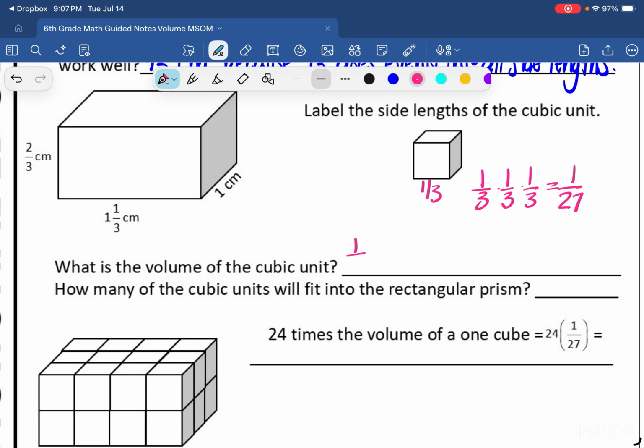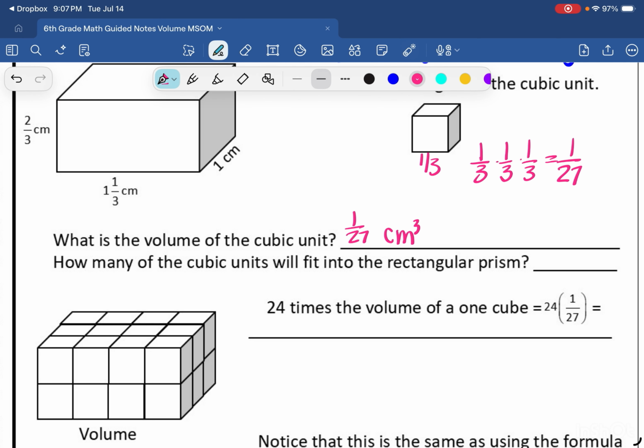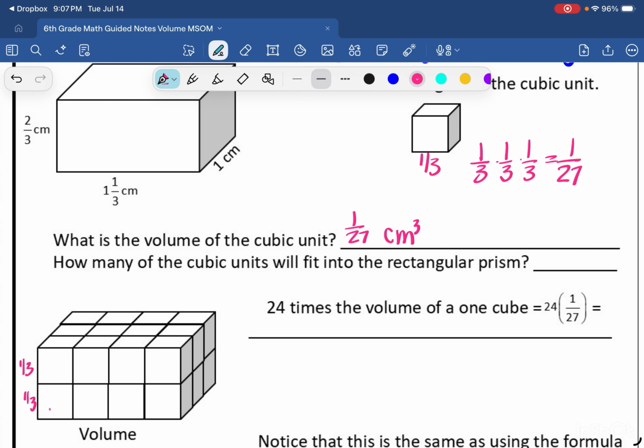So the volume of that cubic unit is 1/27 centimeters cubed. How many of the cubic units will fit into this rectangular prism? The side right here is 2/3 centimeters. So if each side is 1/3, then that's going to be 2 of them stacked. The length is 1 1/3, so that's going to be 4 of them because 3 of them will be 1 plus another third. And here is 1, so there'll be 3 there in depth.